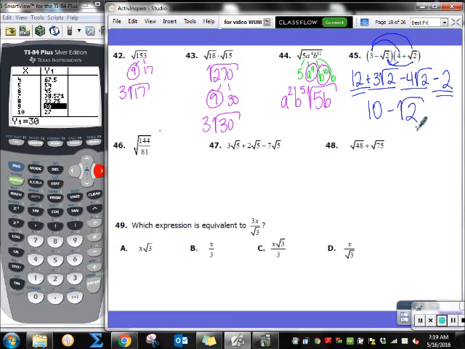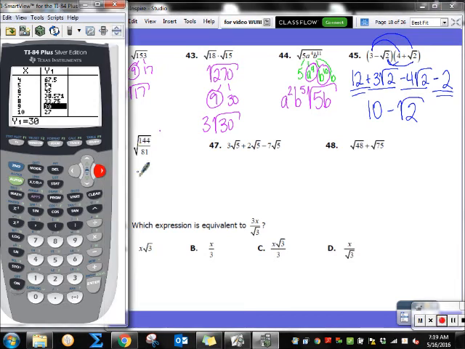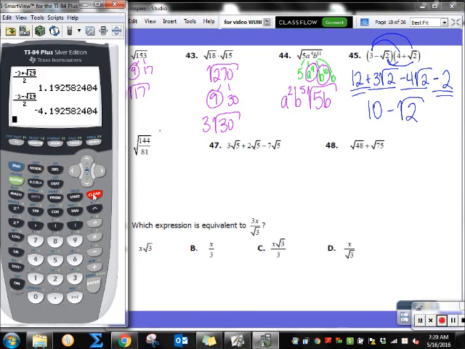On number 46, one thing that you can do to help yourself anytime that you have a fraction underneath your radical is check to see if it'll reduce. Okay, now it's not necessarily the best thing to do here, and I'll explain why in just a second. And then math, enter. Oh, well, you can simplify it. That's fine. Either way, you're going to get the same answer.